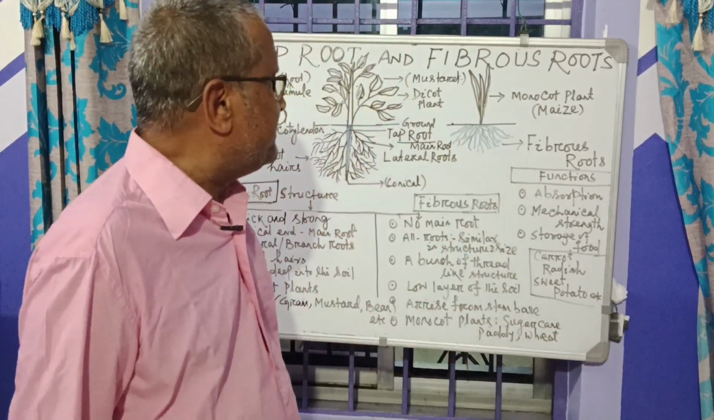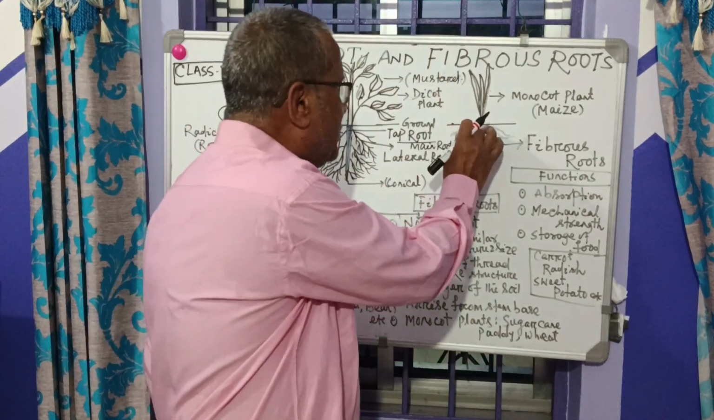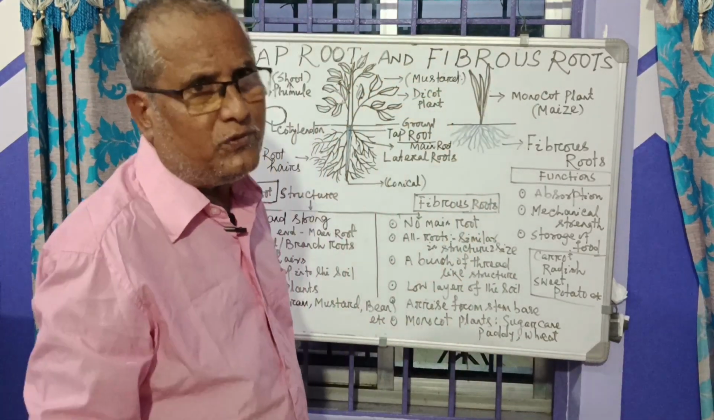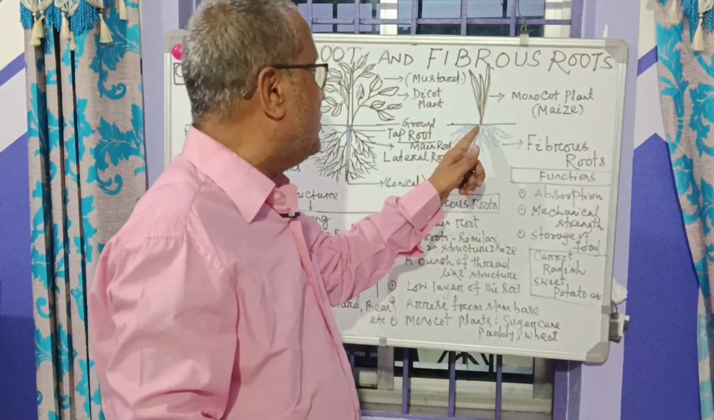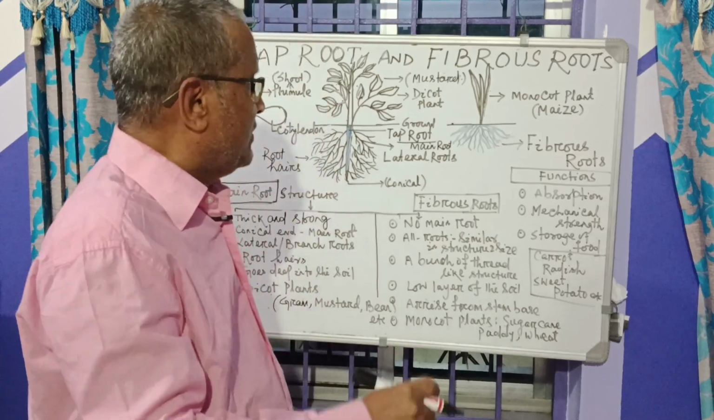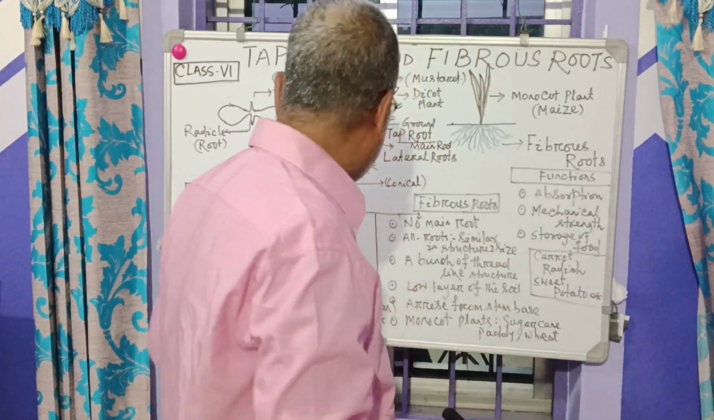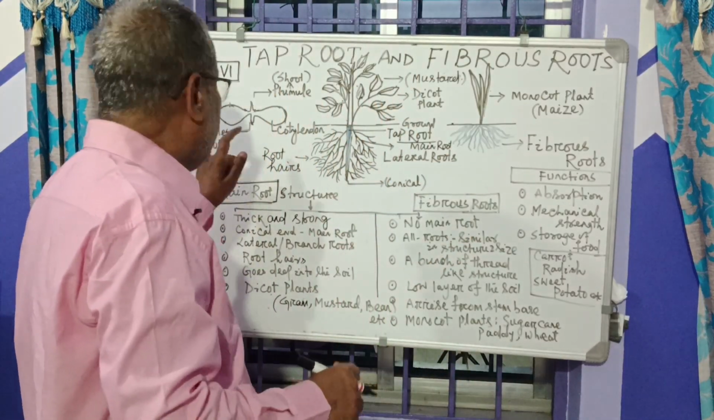Now look at this. There is no taproot. That's the first major difference. First difference, there is no taproot. So after germination, you see here the radicle is lost.